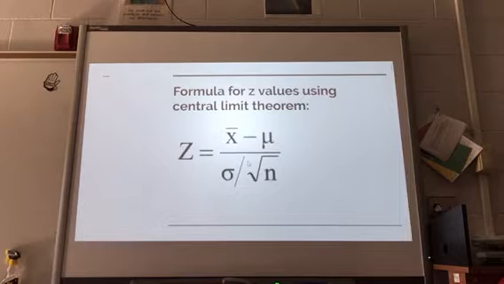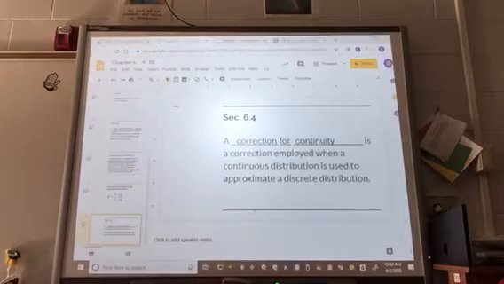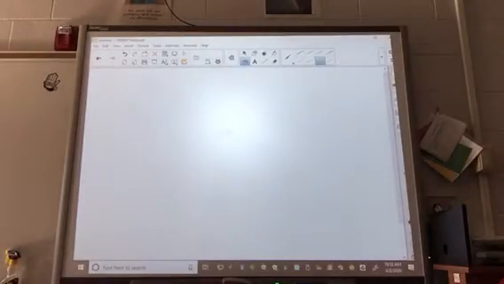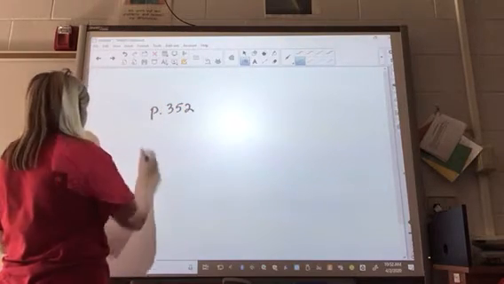The formula for the z-score this time is a little different. It is the sample mean minus the population mean, divided by the standard deviation over the square root of the number of items in the sample. Okay, let's see what we can do with this. So let's look at a couple of problems. We'll be on page 352. Let's look first at number 11.